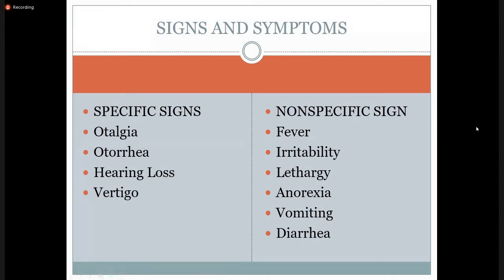Non-specific signs are sometimes found because when there is suppuration inside, there can be systemic signs like fever, irritability. The patient is irritable, lethargic, not taking food, vomiting, diarrhea may sometimes be present.